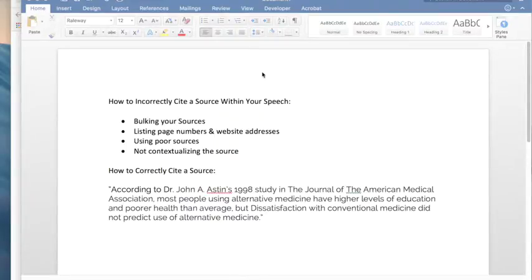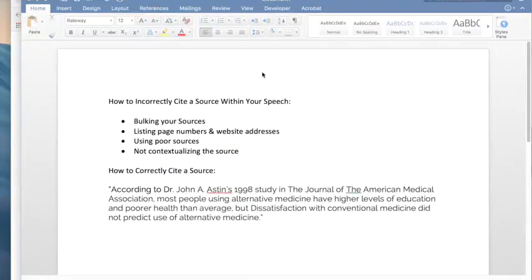The second most common thing I see is listing too much information. Now, granted, giving me too much information is better than not giving me enough information, but you don't need to tell me the page number of the book that you found your information or the website address. You don't need to waste time going through www dot and then forward slash and then this. That part is not important. I need to know who said it or who did the research, what the research was, and where you got it from. Okay? And I don't mean the website address, I just mean the name of the website.